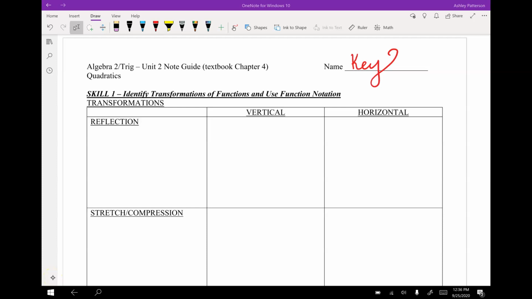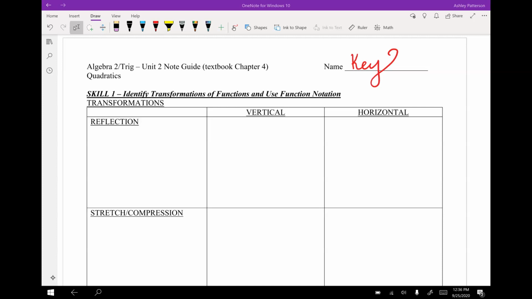Welcome to Unit 2, all about quadratics. And before we start graphing quadratics and manipulating them and solving them and all that good stuff, we need to talk a little bit more in depth about transformations. Okay, so there's, I would say, three big transformations that you're going to see.